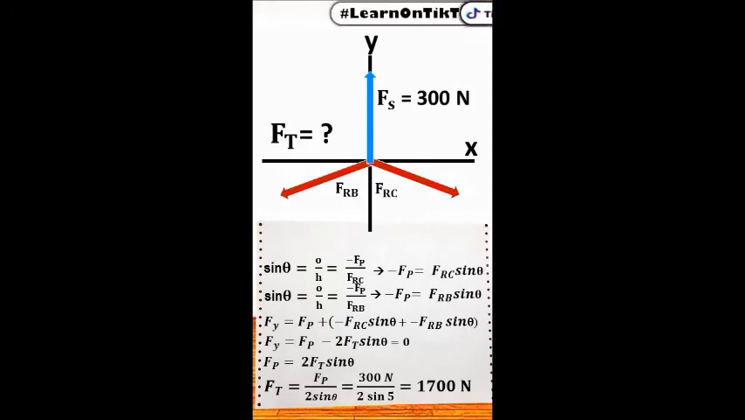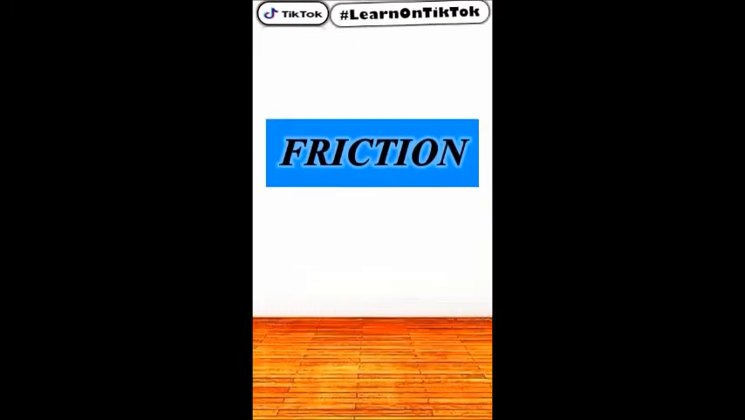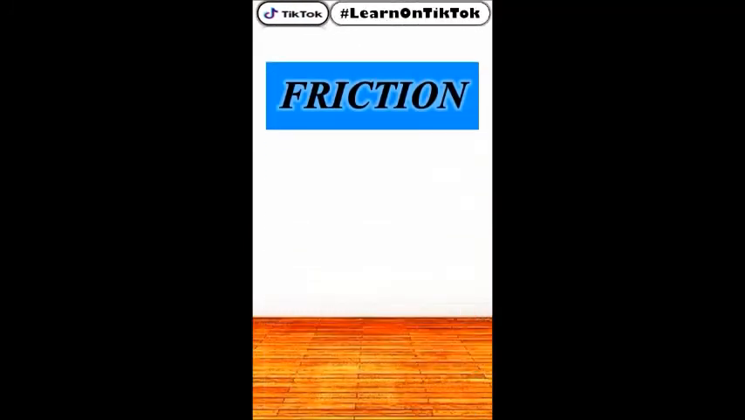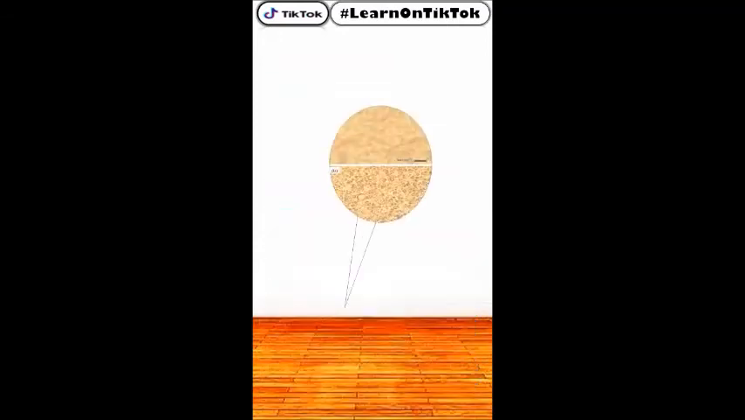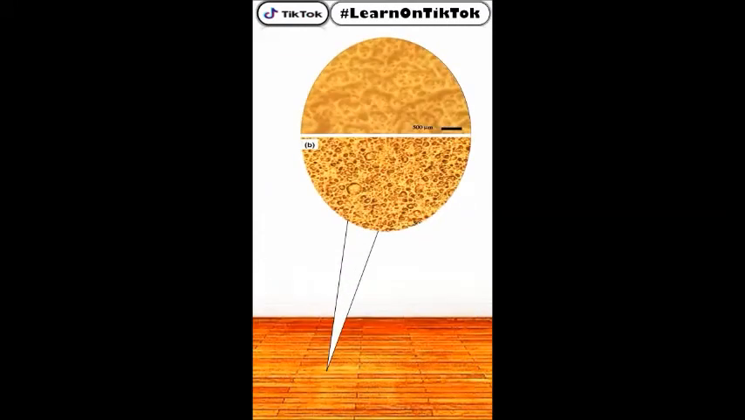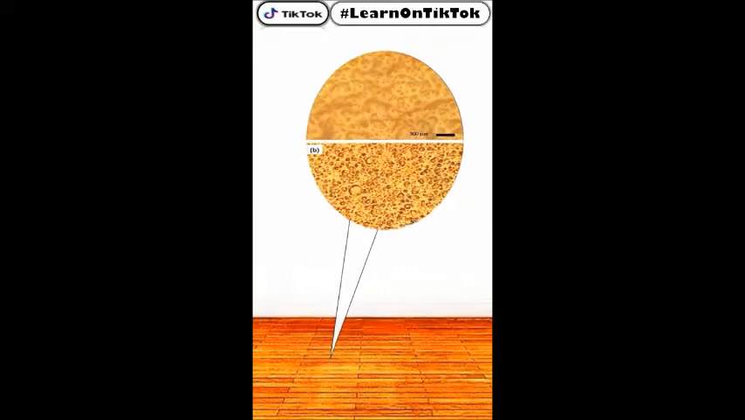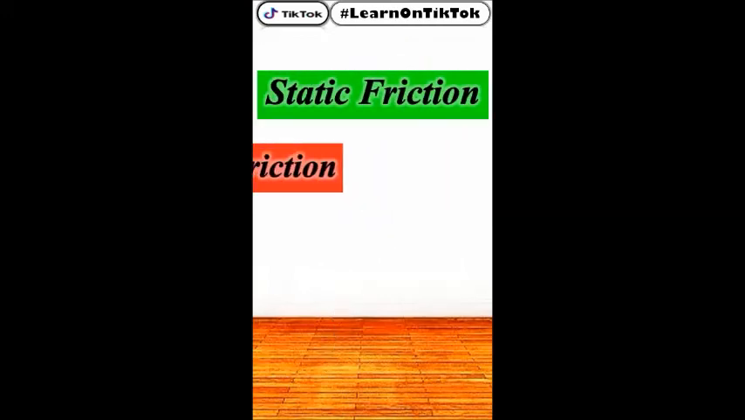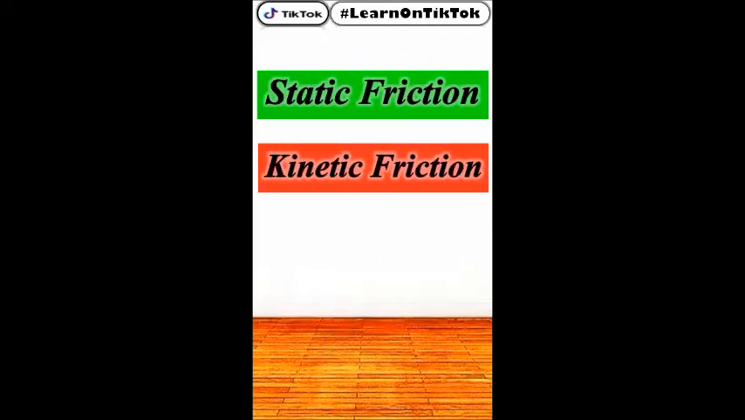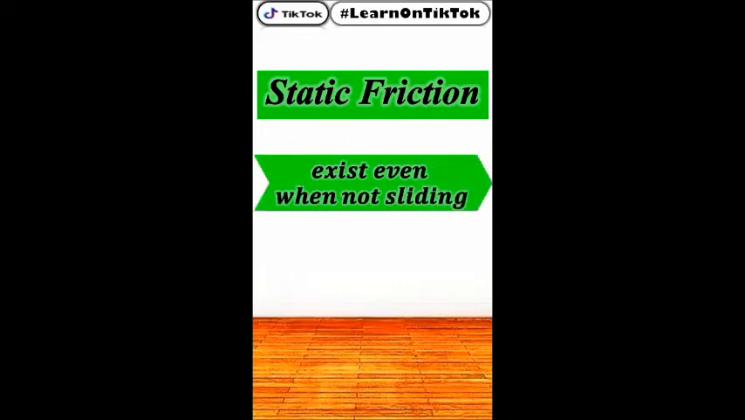Some physics problems do not take into account friction, which exists between two solid surfaces. This must be considered because even the smoothest looking surface is rough on a microscopic scale. There are two types of friction: static friction and kinetic friction. Static friction refers to a force parallel to surfaces that can exist even when they are not sliding.